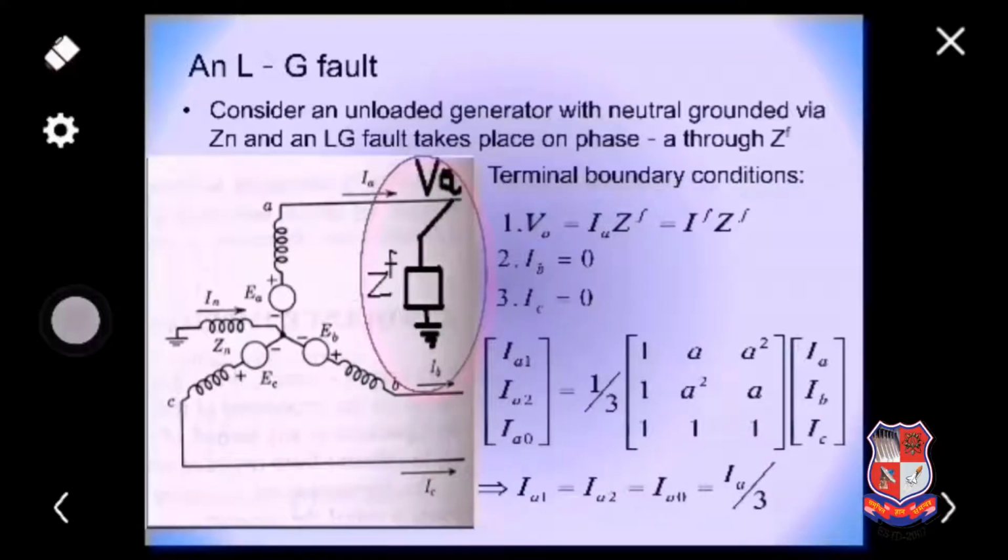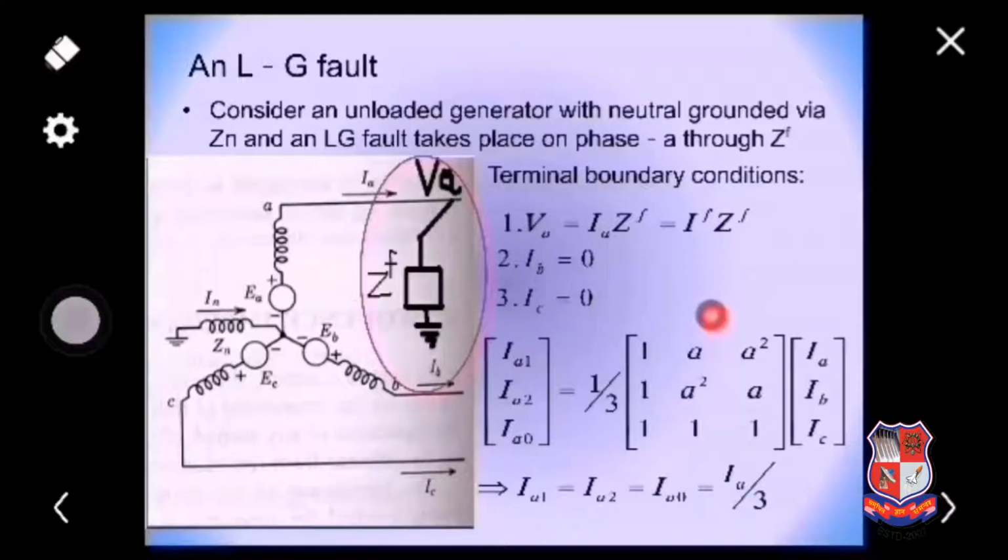And from this we can understand that IA1, IA2, IA0 are all equal. It means that the positive sequence current, negative sequence current and zero sequence current are equal, and they are always equal to fault current divided by 3. This is the main identification of an LG fault. Do mind well, whenever you hear an LG fault, the first thing to strike your mind is that all the 3 sequence currents are the same. This is the first condition we have derived from the boundary conditions.